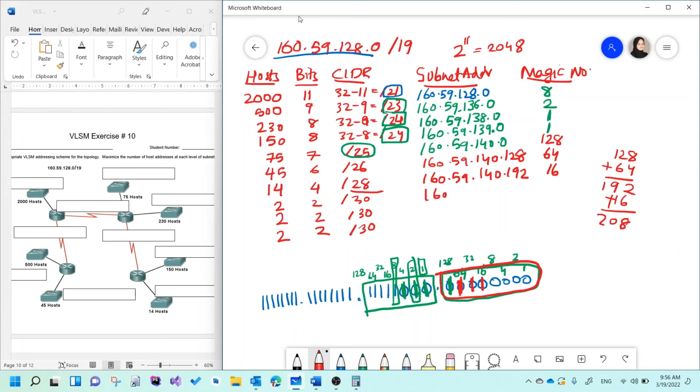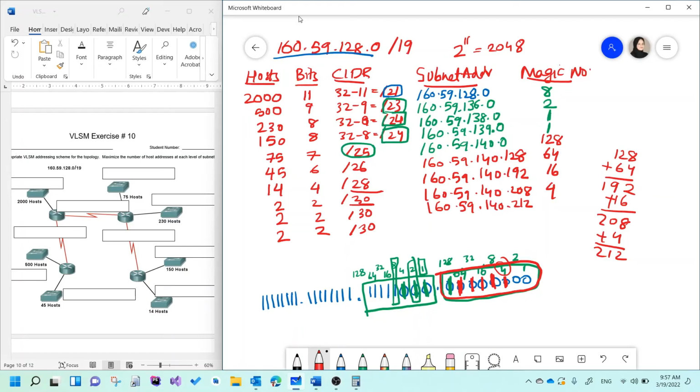So 160, 59, 140, 208. Now 30 ones. We had 28 before, so you would add 1 and 1, two more. It's at 4 here, so your magic number is 4. Add 4, you will get 212. So it would be 160, 59, 140, 212.